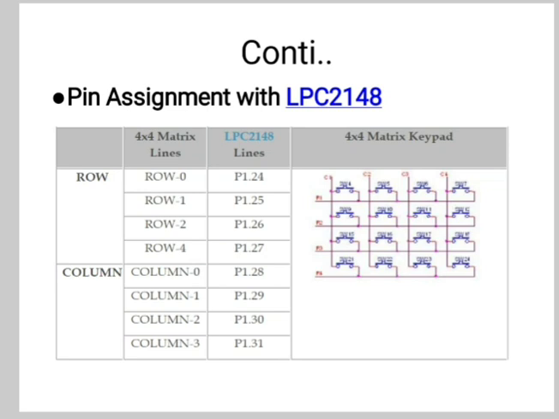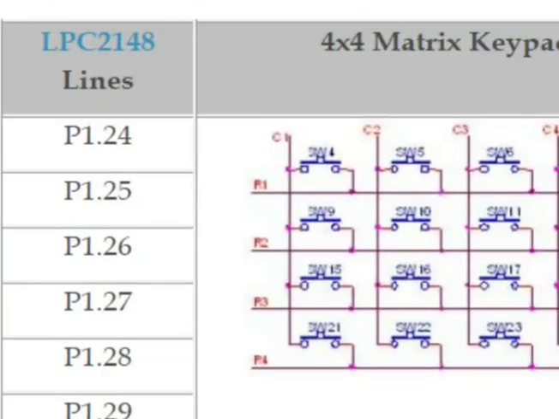Now the rows of the 4x4 matrix and the LPC2148 lines. Row 0, row 1, row 2 and row 3. And the LPC2148 lines are P1.24, that is port 1 line 24, port 1.25, 1.26, 1.27. Now for column 0, 1, 2, 3: port 1.28, 29, 30 and 31. Now this is the 4x4 matrix keypad.